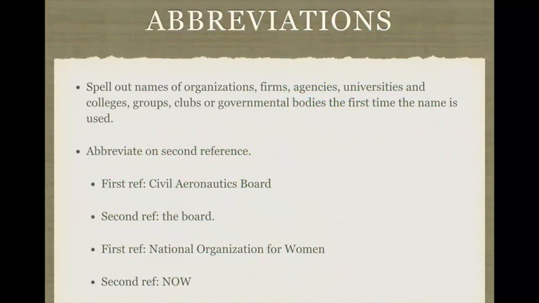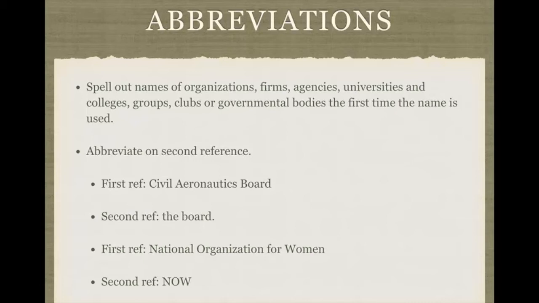The first one is abbreviations, which is a big one to tackle because there are a ton of rules for these. Again, not expecting you to memorize these rules. That's what the book is there for, to look them up when you need to. General rule with abbreviations is you will spell out names of organizations, firms, agencies, universities, colleges, groups, clubs, any organization, governmental body, things like that, the first time it is mentioned in your story. Then you will abbreviate on second reference.